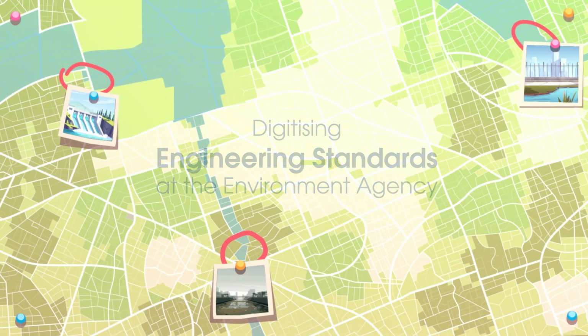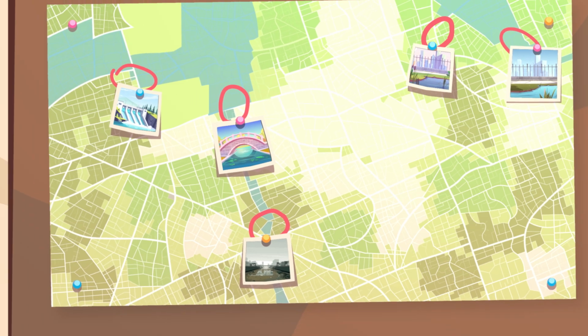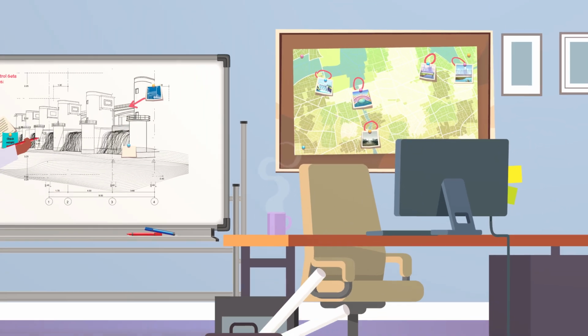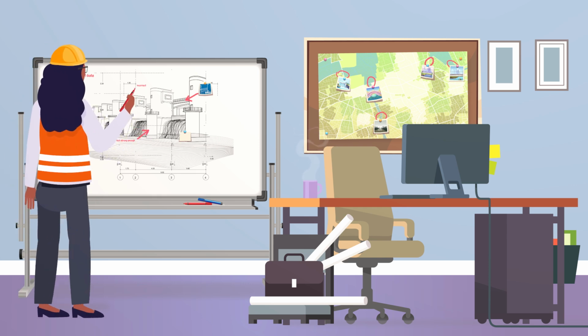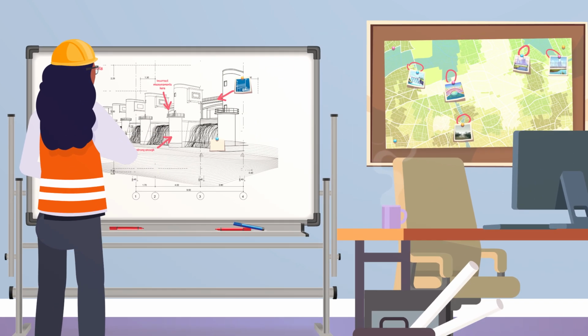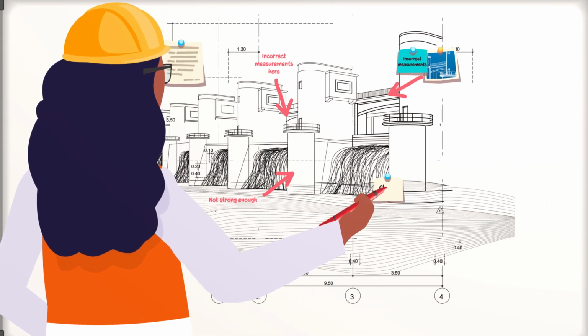The Environment Agency provides a wide range of engineering interventions to help protect people and our environment. For these engineering interventions to work well, they've got to meet very strict standards. It's really important to fully understand the design criteria and apply them consistently to make sure they do the job they're meant to.